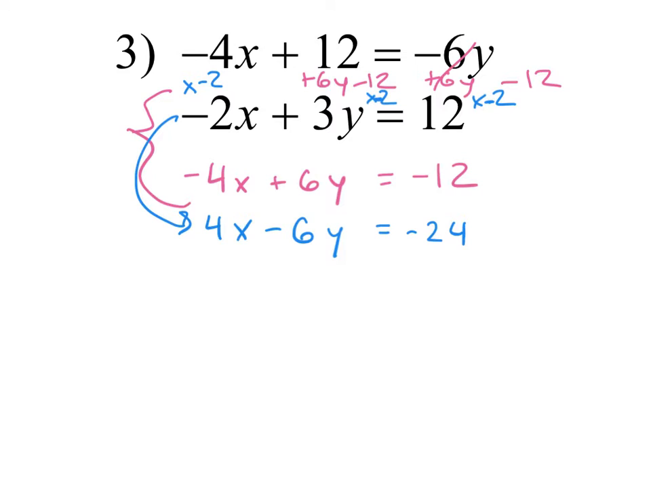So now that we have a term that can cancel out, we combine our equations together. So negative 4x and 4x cancel out with each other. We add our next two together, so 6y minus 6y, this becomes 0. They cancel out with each other. And then we have negative 12 minus 24, which is negative 36. Does 0 equal negative 36? No. So here, this is a special case, and we would have no solution.